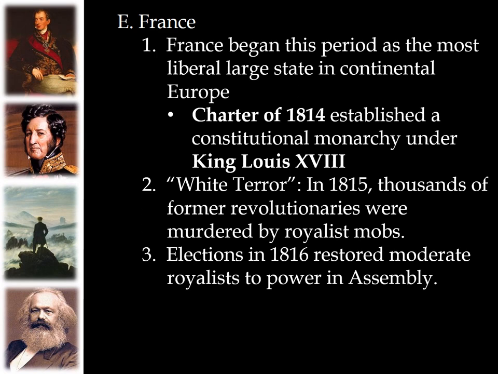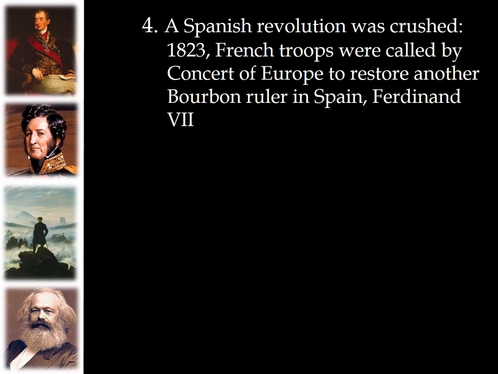The elections of 1816, however, for the new National Assembly will restore only moderate royalists to power in the assembly, rather than the ones that were out for blood, if you will. And a Spanish revolution will be crushed in 1823 by France under the constitutional monarchy of Louis XVIII. French troops were called by the Concert of Europe to go in and restore another Bourbon ruler in Spain, Ferdinand VII. Remember, there had been Bourbons ruling in Spain since the War of Spanish Succession had happened under Louis XIV.